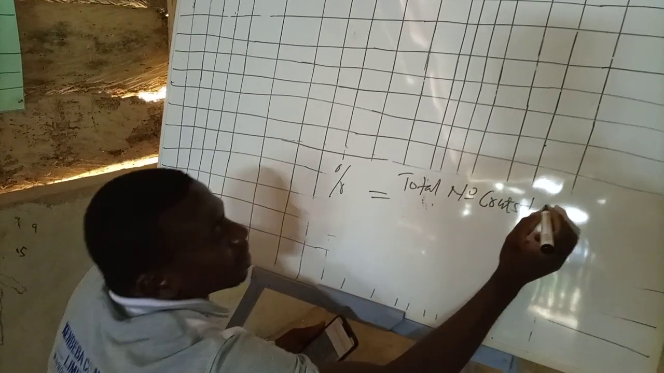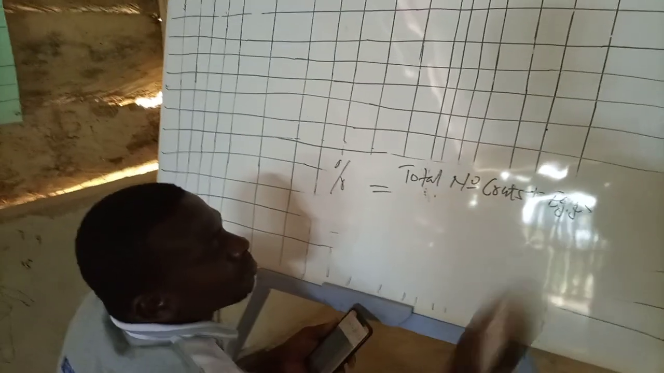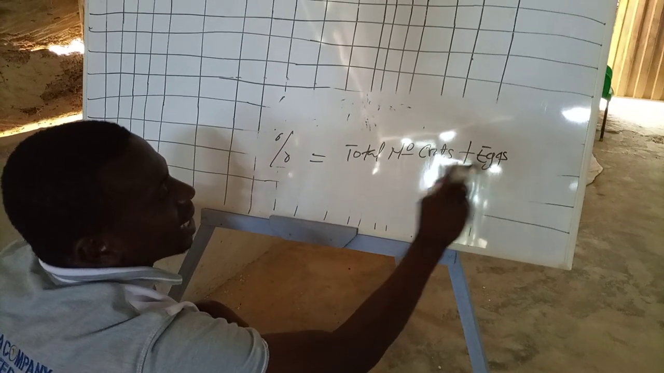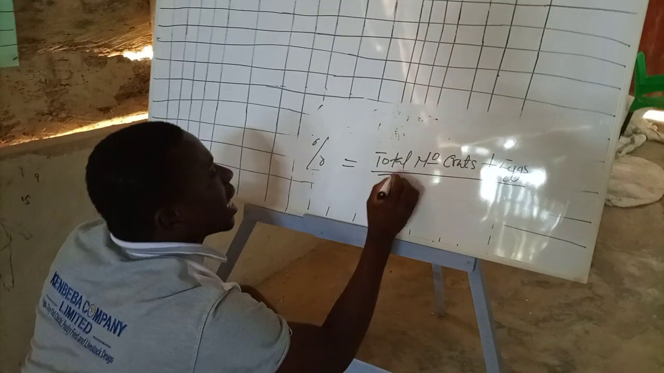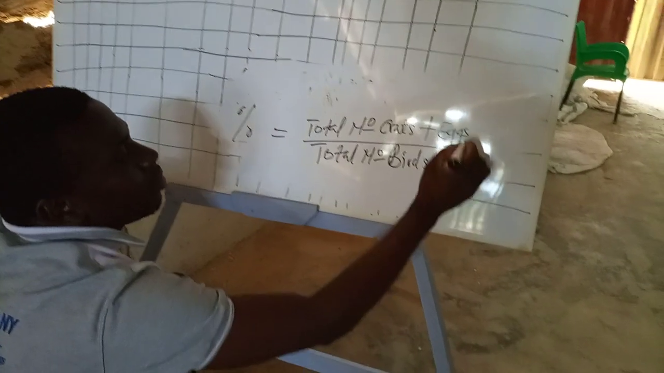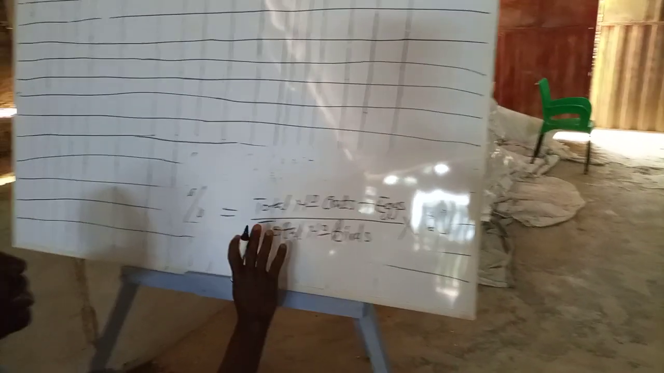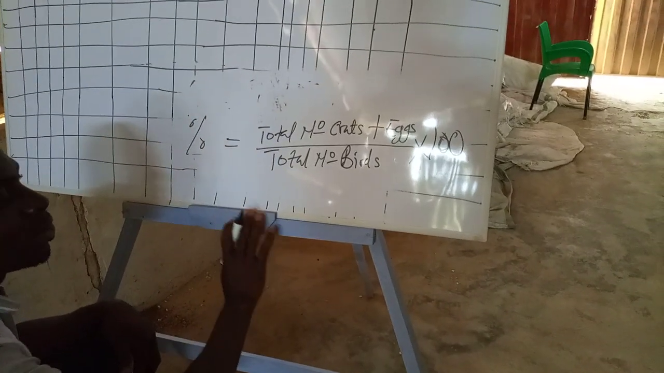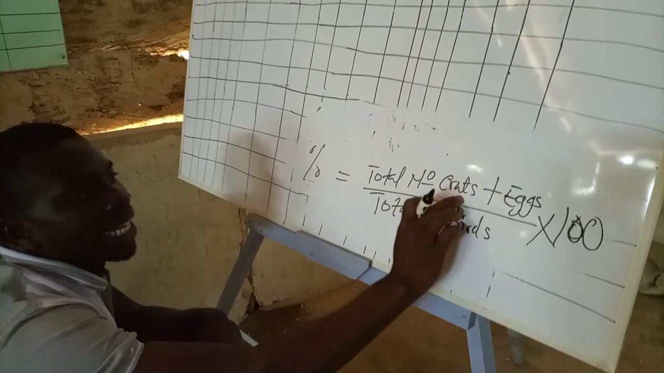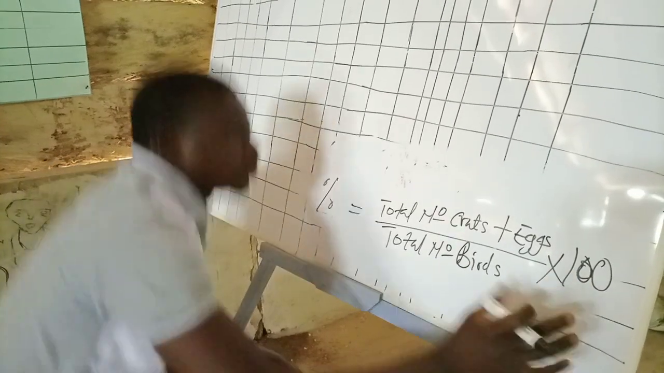Total number of crates plus x, all over total number of birds, multiplied by 100. So this is how we calculate the percentage. If you want to get the percentage of the x in a particular pen, that is how we're going to calculate it. Total number of crates plus x over total number of birds multiplied by 100. So that is the brief.